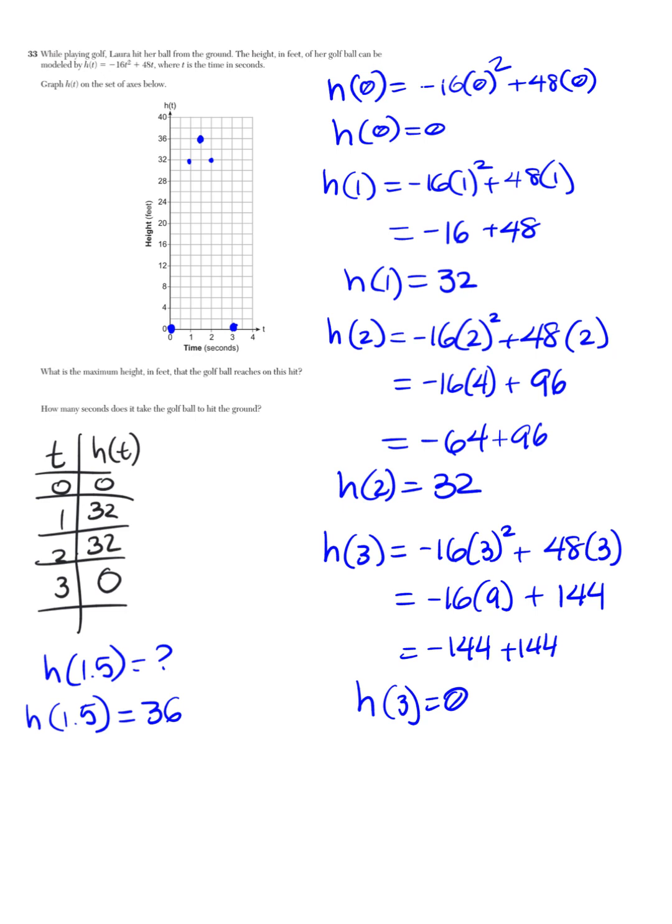Then we could go ahead and trace the graph. Even though it's not perfect, I'm freehanding. And then we could see that this is a parabola. By looking, we could see that that is the maximum height, and that's what the first question is looking for. What is the maximum height? So we write that, and remember that the height is in feet.